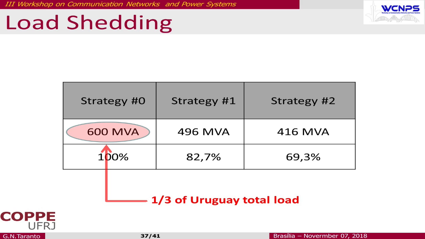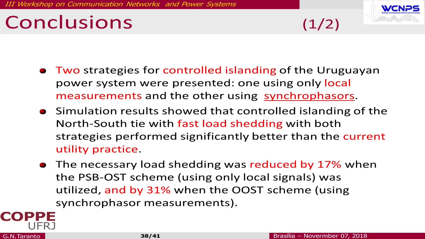Okay, conclusions. 2 strategies for controlling islanding of the Uruguayan power system were presented, one using only local measurements and the other using synchrophasors. Simulation results show that controlling islanding of the north-south tie with fast load shedding, with both strategies, performed significantly better than current utility practice. The necessary load shedding was reduced.